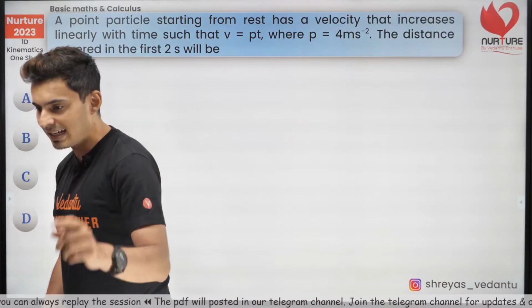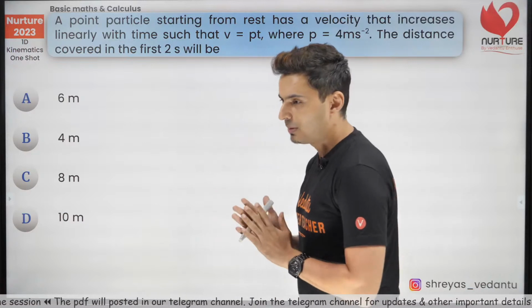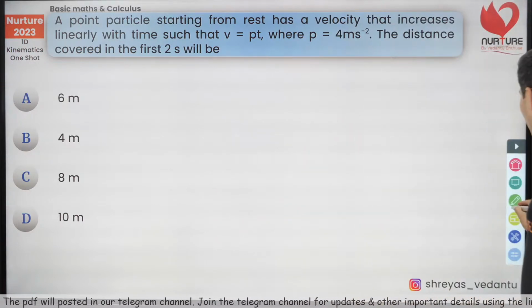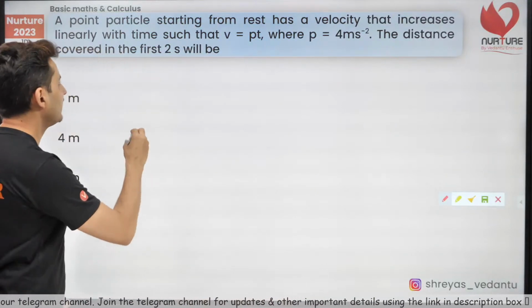People are confused between B and C. Okay, I can see that. No problem. We are going to solve the question. So velocity is given and we have to find out x. Let's see what we can do.